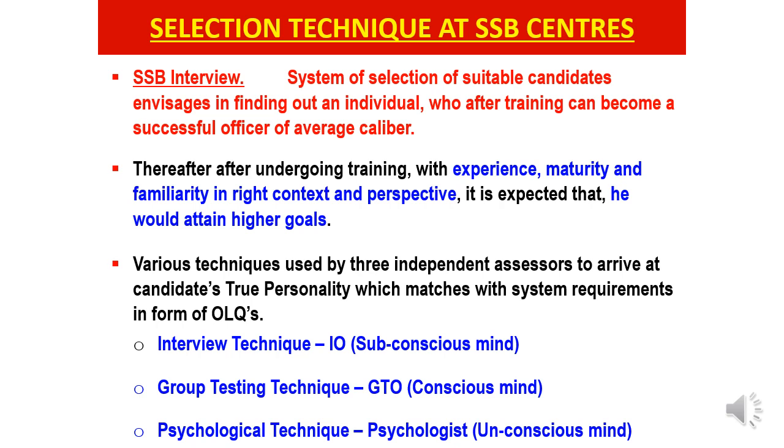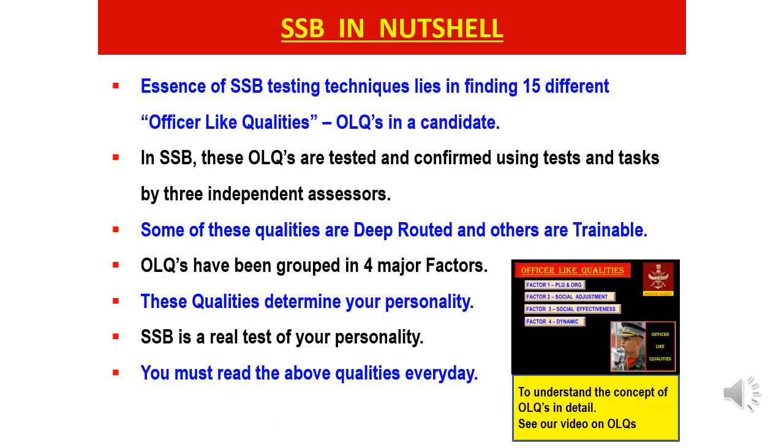Various techniques are used by 3 independent assessors who assess the candidate's personality in order to arrive at the candidate's true personality, to match with the system requirement in the form of 15 different OLQs. In the SSB interview, the interviewing officer assesses by communicating with you. The group testing officer assesses you by seeing your actions, and the psychologist by means of your written expressions.